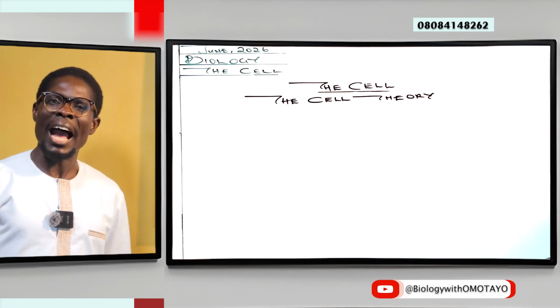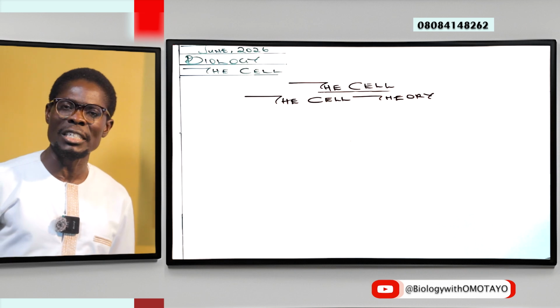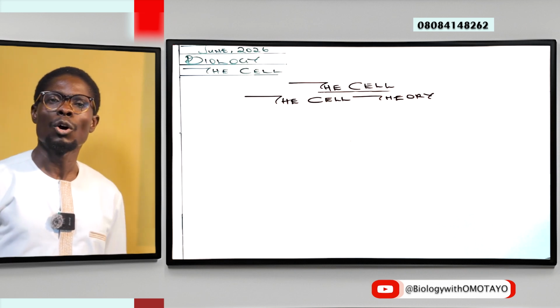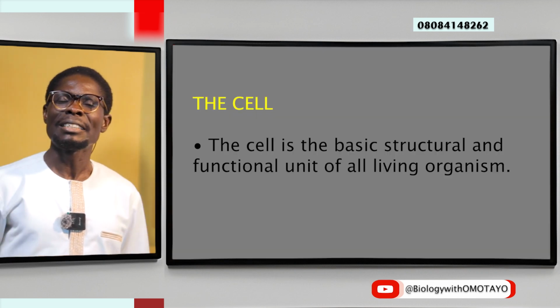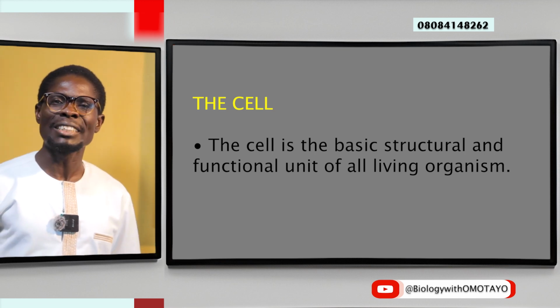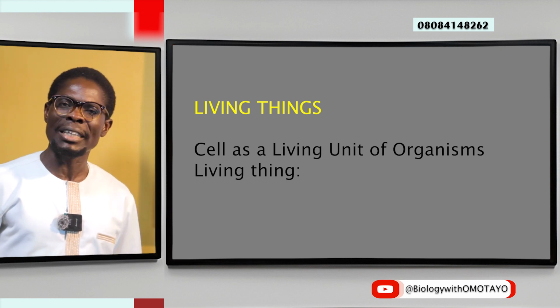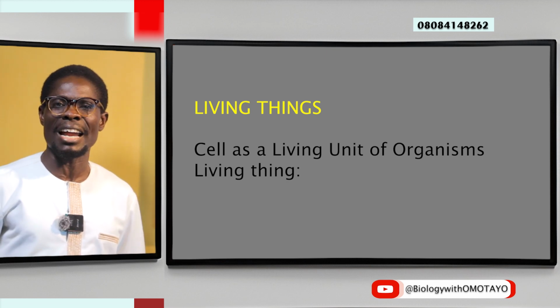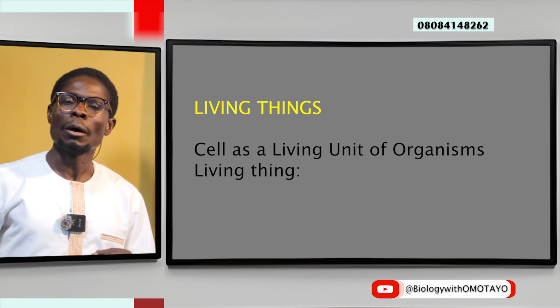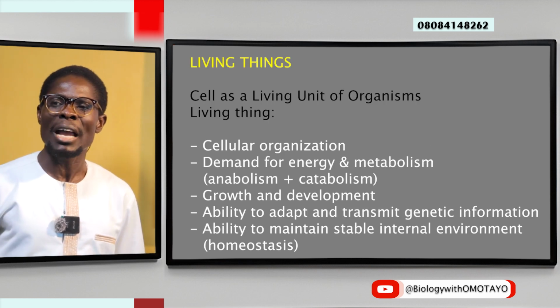Yes, today we'll continue from where we stopped last class. Remember, last class we started examining a new topic, and the topic was the cell. We looked at the cell as a component of living organisms. We defined the term cell. We equally went on to examine the term living. What does it entail for an organism or for a thing to be termed living? So we looked at various characters and attributes that a thing must possess before it can be termed as living.